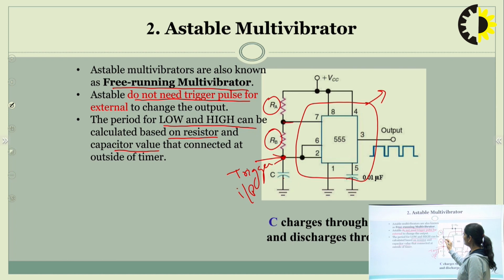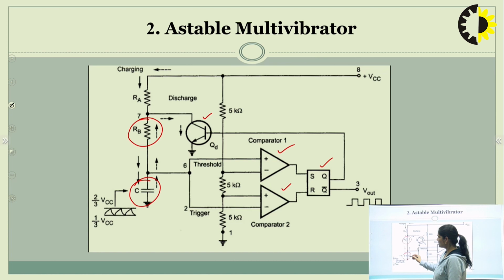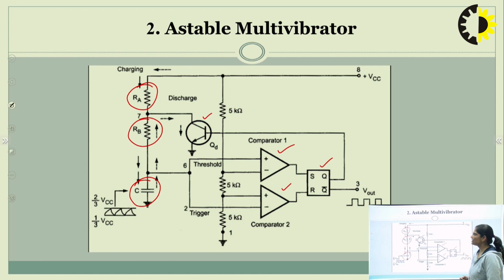Otherwise, it is the same, and you have to calculate the output of this astable multivibrator, which is in the form of a square wave. So this working we will discuss with this structure. Here you have two comparators, comparator 1 and 2, and an RS flip-flop. And here is your transistor. The transistor is connected for the charging or discharging process. When your capacitor discharges, it is only via this resistance RB. But when your capacitor starts charging, it is connected to VCC, and two resistances, RA and RB, are in the path. Otherwise, the functional block diagram of this astable multivibrator is the same.